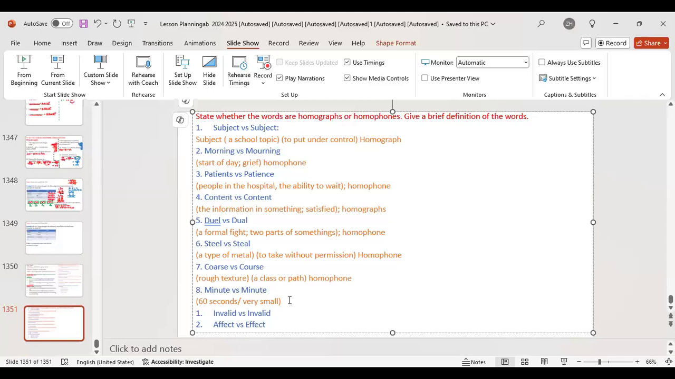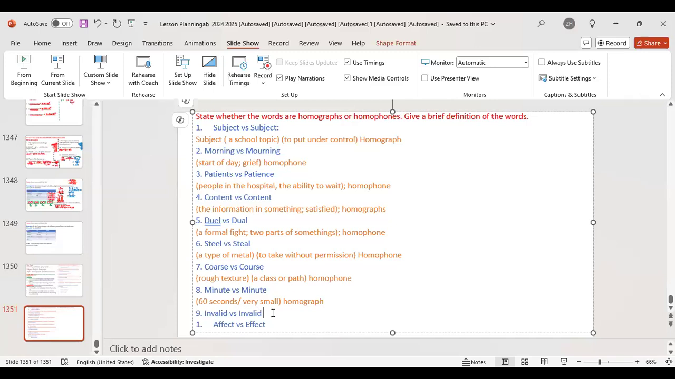That's a good one. What is that, homograph or homophone? Homograph. That's homograph, yes, because they spell the same. Right, correct. Number 9.